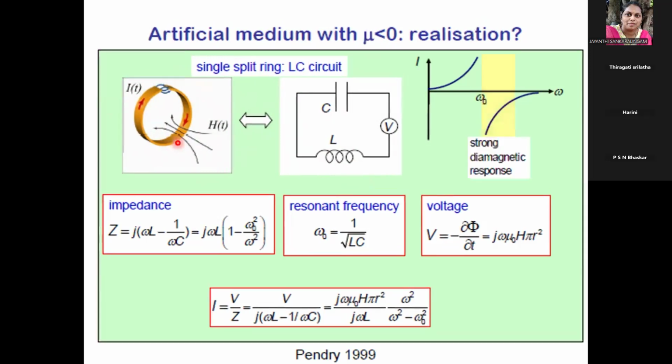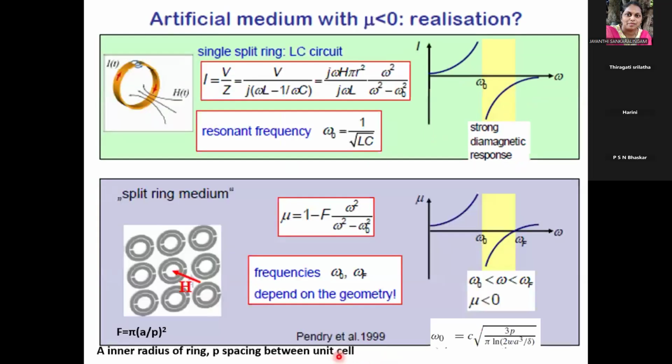With this type of combination, you are going to have a strong diamagnetic response over this region. That means above the resonant frequency, you have a strong diamagnetic response by which you can get the negative mu value. This was observed by Pendry in 1999.